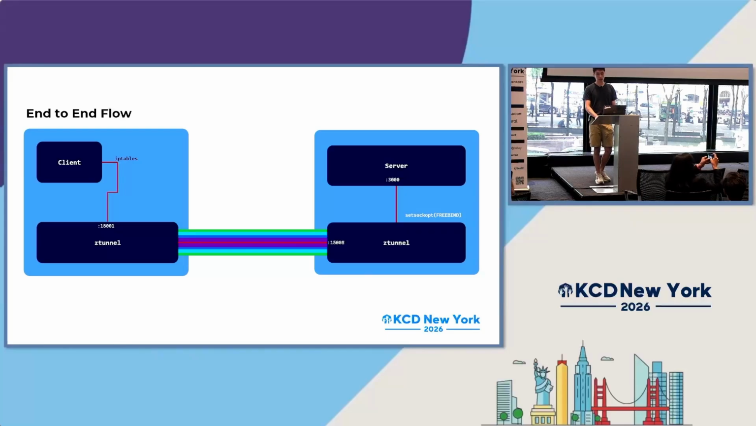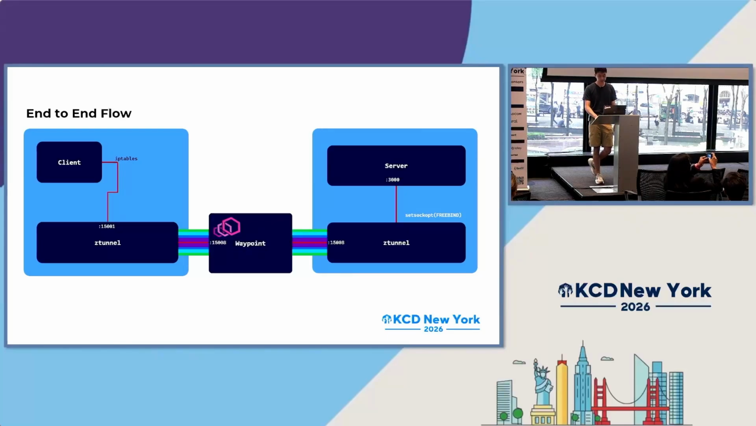And if you need waypoints, then there's a waypoint here. And all of this happens completely transparently. The client doesn't know about ztunnel. The server doesn't need to know about ztunnel. It's very hard for them to find out that they're in the mesh. But the result is that you get to control, connect, observe, and secure your traffic without any configuration of your individual workloads.